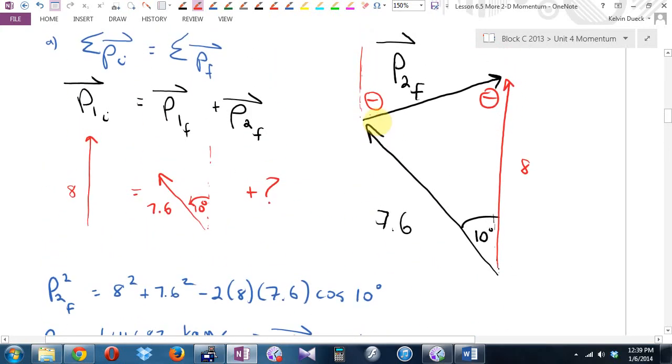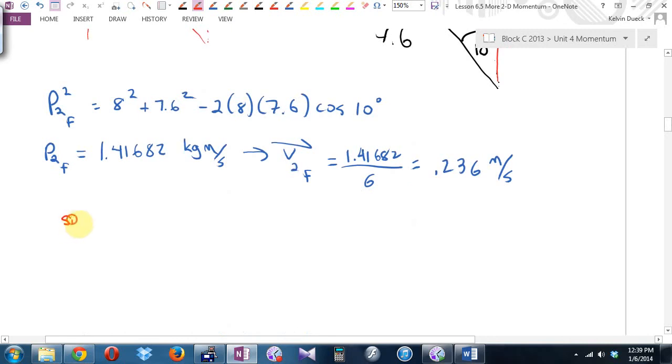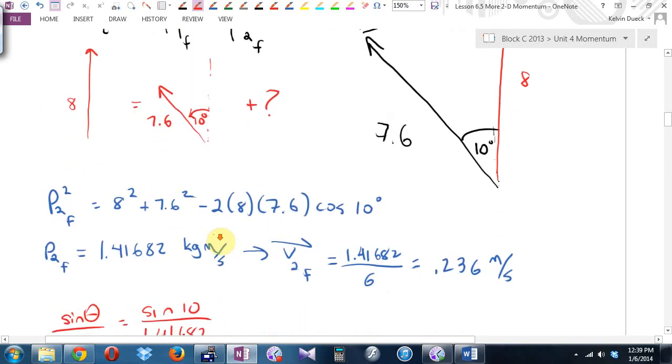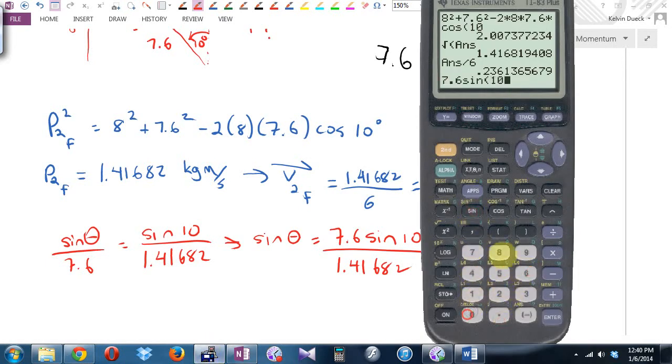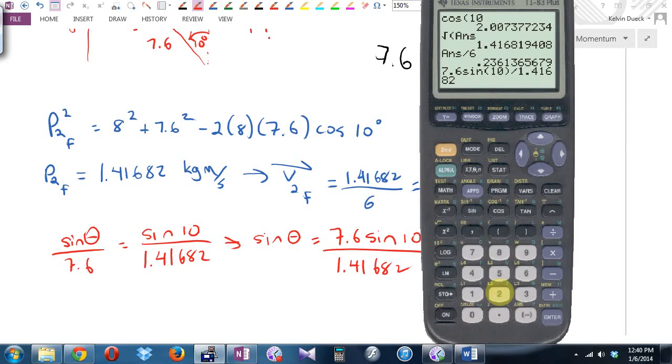So let's find, let's see. It's going to be sine theta over 7.6 equals the sine of 10 over 1.41682. Right? So sine theta equals 7.6 sine 10 all over 1.41682. Shift sine of that. 68.7 degrees.